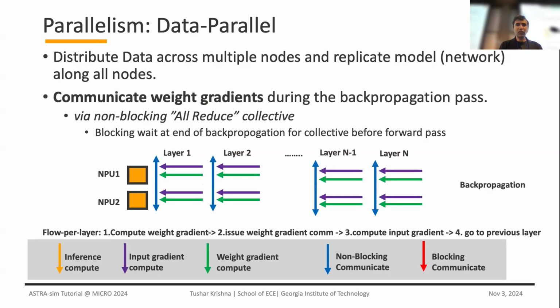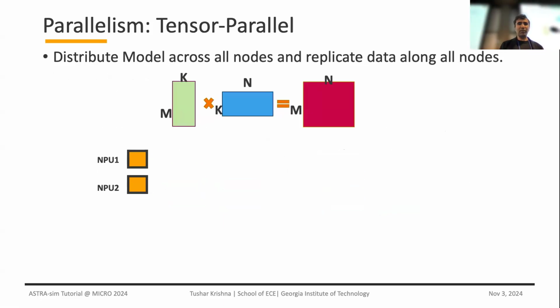There's no communication. On the backward pass, though, for data parallel, since you have only partial data samples, you're only computing partial gradients, so you have to actually communicate. So what ends up happening is you have to communicate the weight gradients. This is typically done via what's called an all-reduce collective. I'll talk about that a little bit later. This can be done in a non-blocking manner because you can go ahead and start computing the input and weight gradients while the weight gradients are being communicated for synchronization. And at the very end, you need to wait for all of these to finish before you can start the next training iteration. So there's one blocking step here.